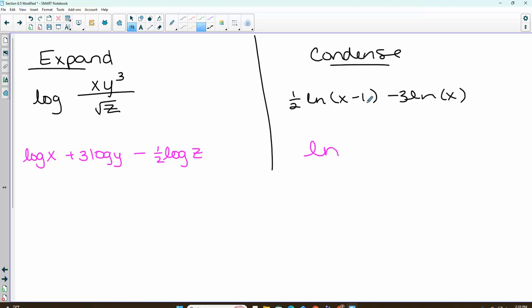1 log. So this 1/2 will come up, so we have an x minus 1 to the 1/2, minus, which means we would divide x to the third. So the beginning problems are review with this stuff because we use these properties in solving our equations. So if you go to Classroom, the review should be posted.